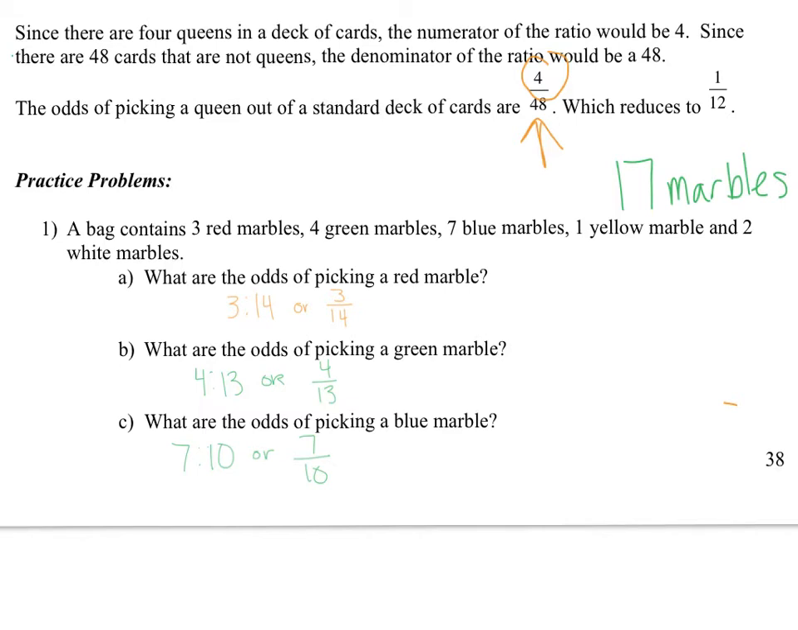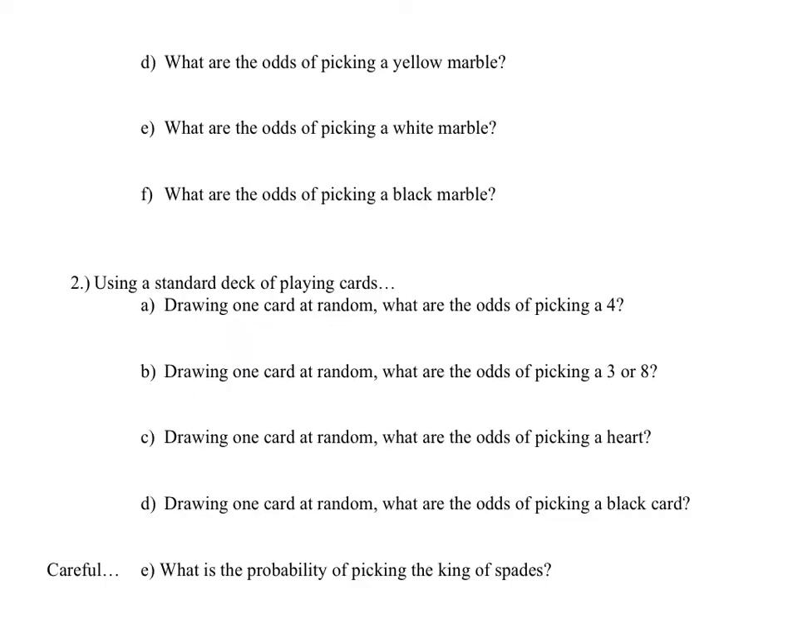So let's flip over and we'll do D, E, and F of this problem. What are the odds of picking the yellow marble? There is 1 yellow marble, so it's going to be 1 to 16. What are the odds of picking a white marble? 2 to 15. What are the odds of picking a black marble? Impossible odds, because there are no black marbles in your bag.